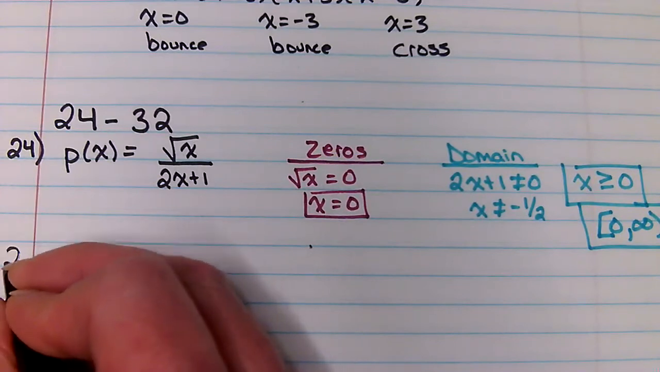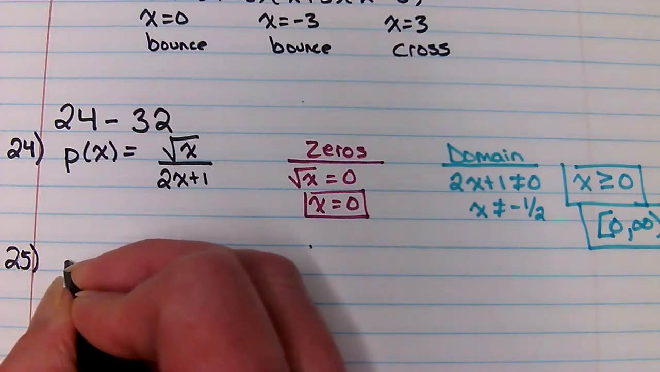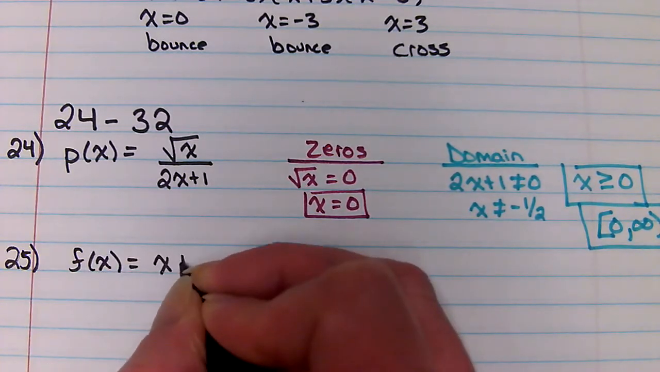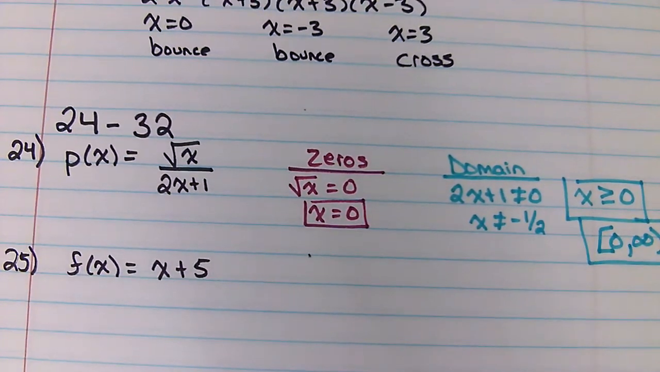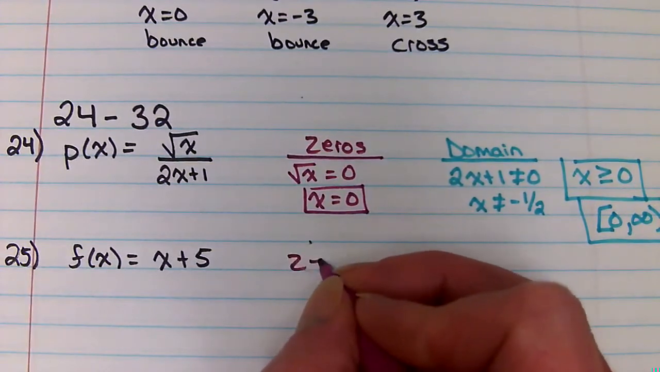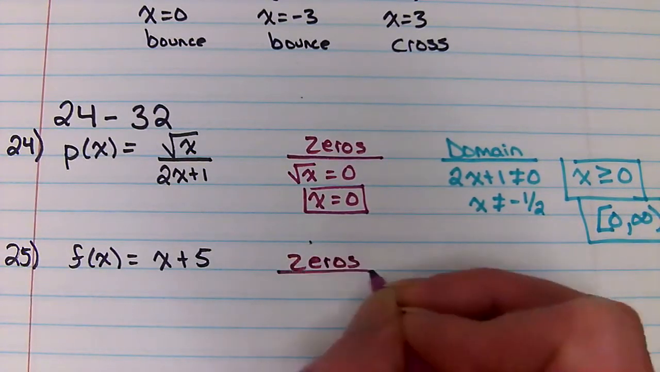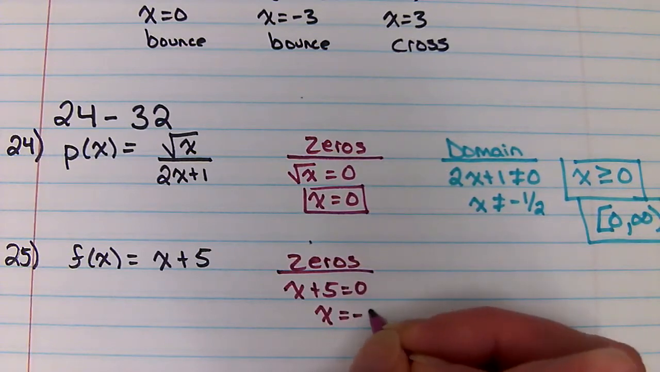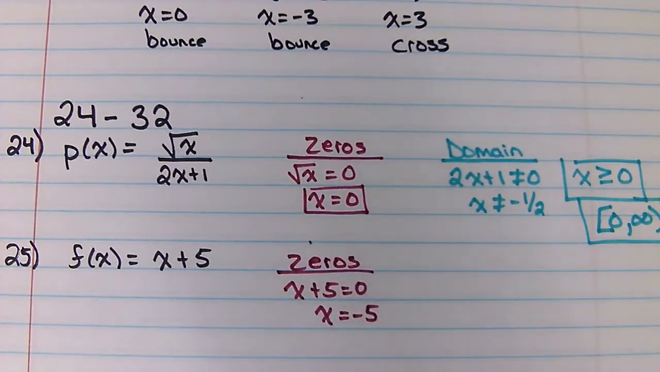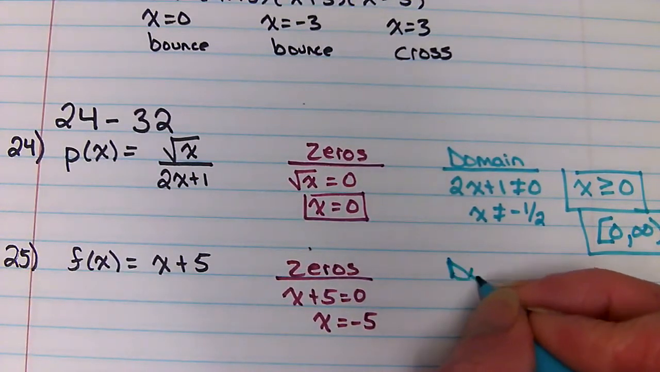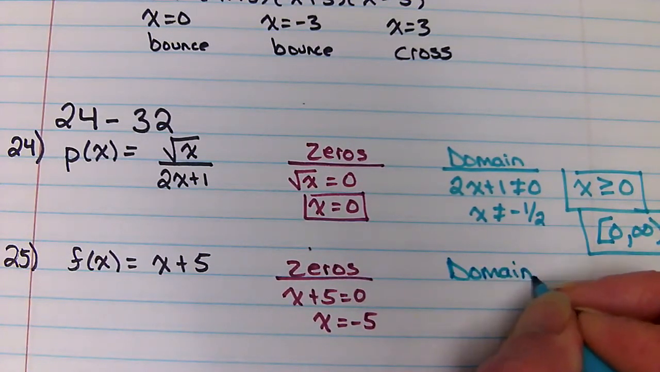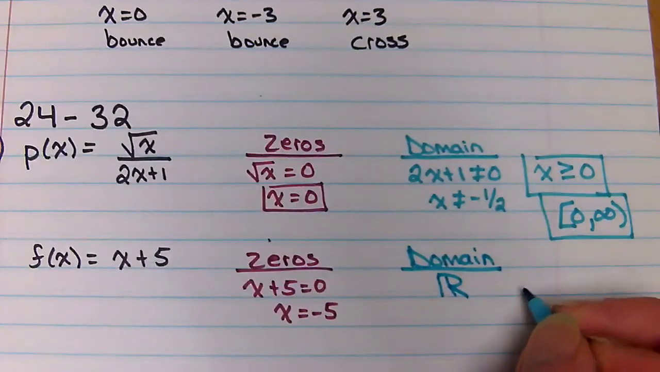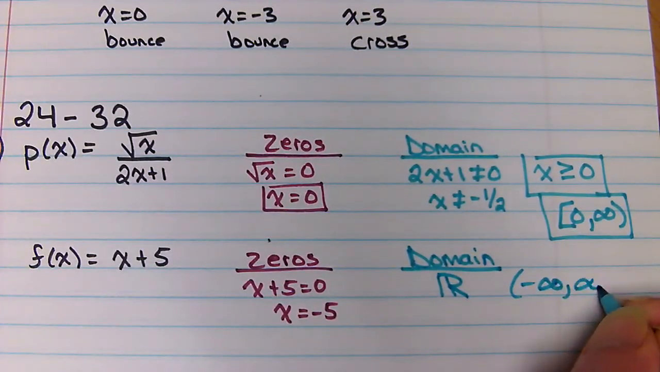25. Zeros. Well, this one's easy. The zeros are just when x plus 5 equals 0. That's negative 5. Now, do we have any fractions or square roots or anything like that? Nope. So it's all real numbers, or negative infinity to infinity.